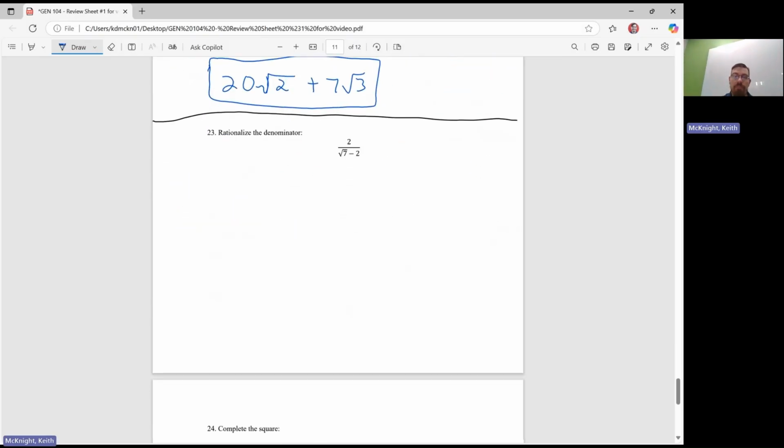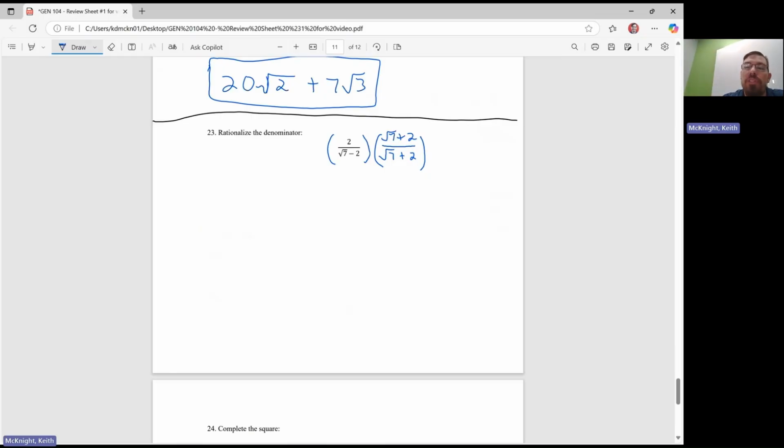Number 23. So we're rationalizing a denominator. So what that means is, in the end, we do not want a radical on the bottom of our fraction. So we're going to use something called a conjugate to get rid of that radical. So what a conjugate is, we're going to multiply top and bottom of our fraction by its conjugate. And what it is, it's exactly the same thing on the bottom, but you're going to change the sign in the middle. So since it's negative, we're going to multiply by plus 2. Now, if it was positive, we would multiply by the negative version. But we have to do top and bottom by the same thing.